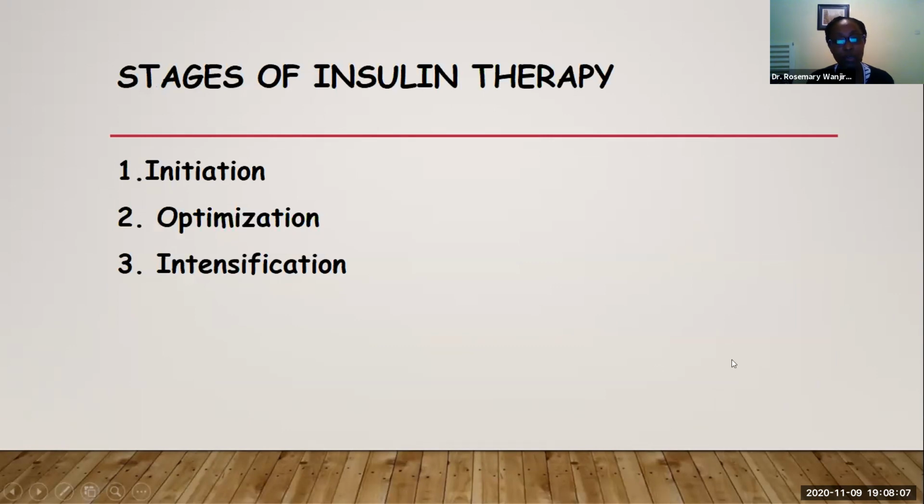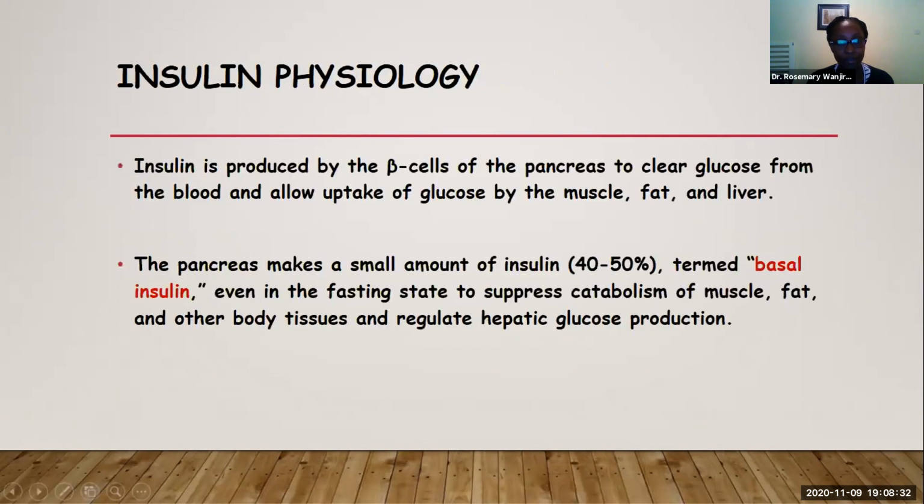You need to initiate. When you see your patient and you decide that this patient requires insulin, you start on that day. And after you start the insulin, then you need to optimize that dose, because you start at a low dose to reduce the risk of hypoglycemia. You start and build up. And after optimizing, then you intensify. When you intensify, then you get to your target.